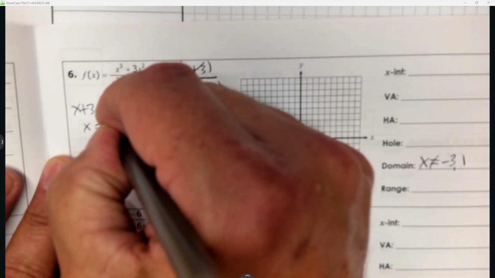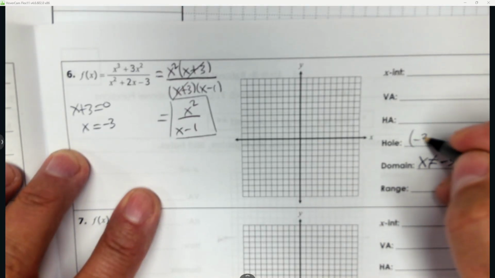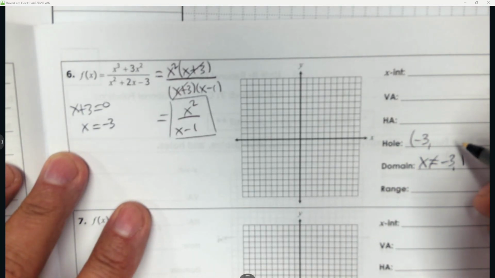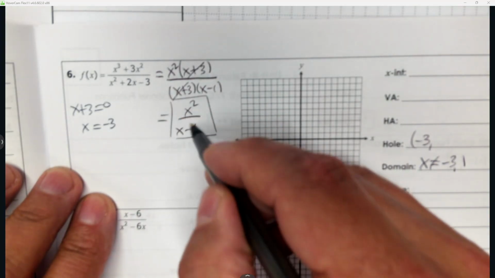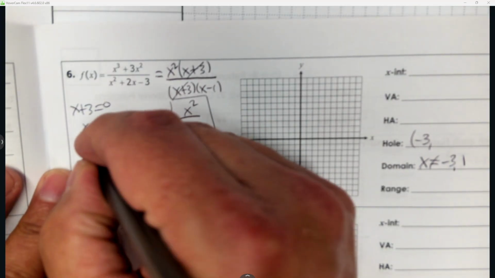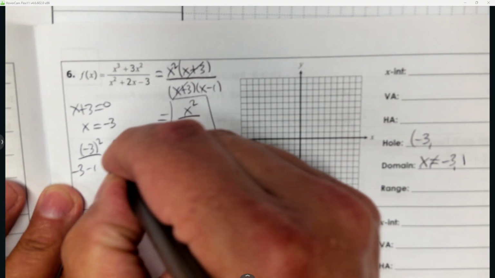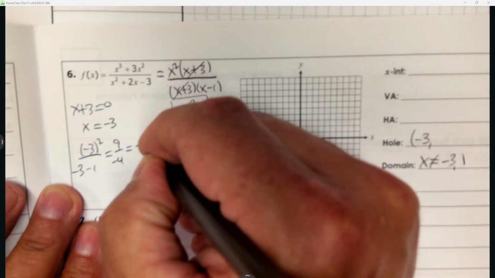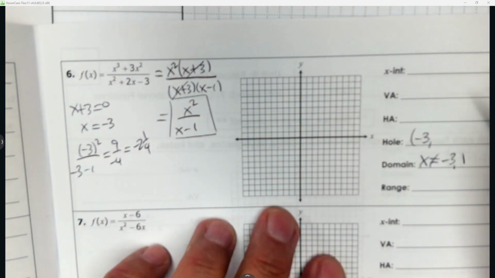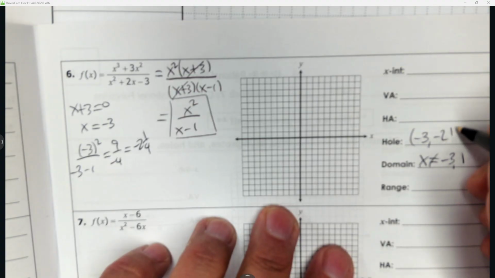If you make it equal to 0 or find the 0, there's a hole at negative 3 of what you crossed out. Then that answer gets plugged back into this equation. So negative 3 squared and negative 3 take away 1. And then I solve it. So that answer is a little bit smaller than negative 2. So negative 2 1/4, and that will go on my graph.